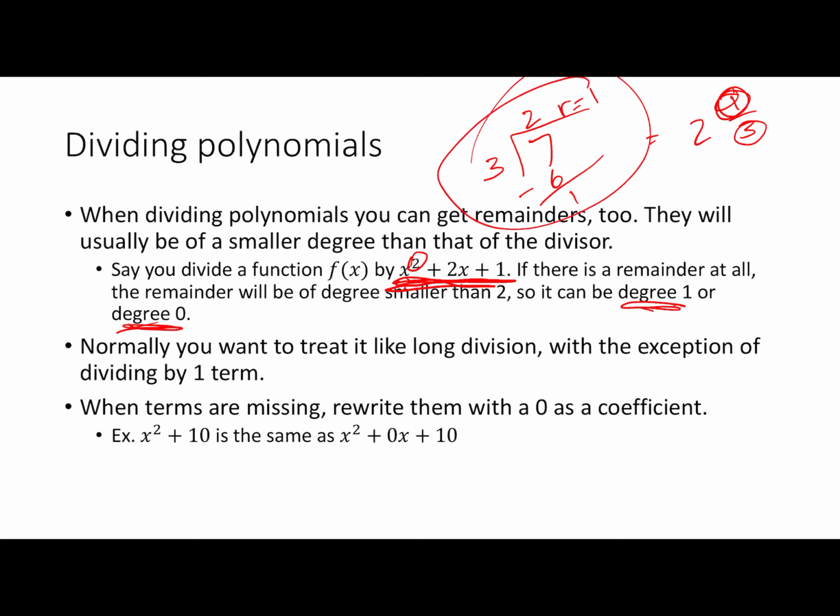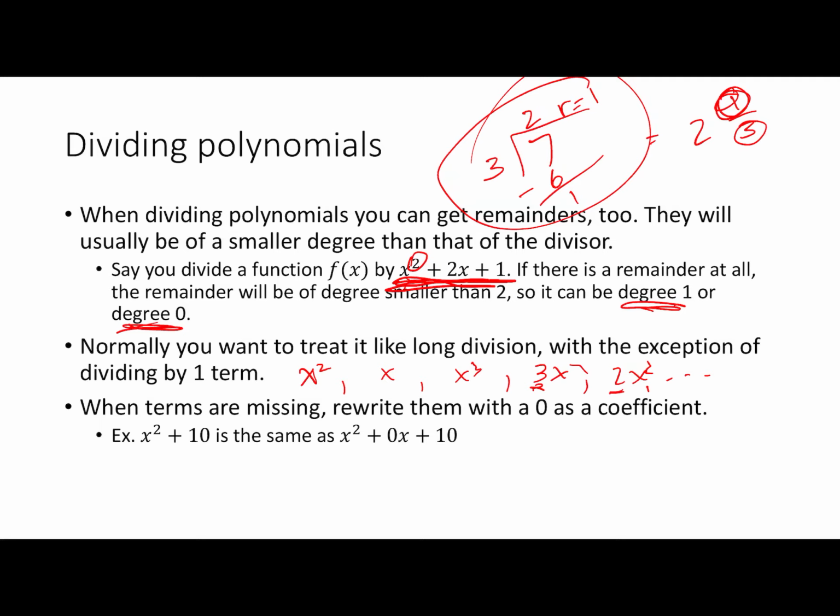Okay, and one term is just like x squared or x to the power of 3 or 3x or 2x squared, something like that. Those are all examples of one term, even though it has an exponent, even though it has a number in front of it, or a coefficient, I mean. When terms are missing, we want to rewrite them with a 0 as a coefficient.